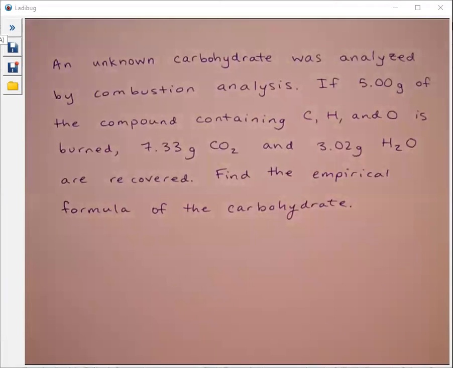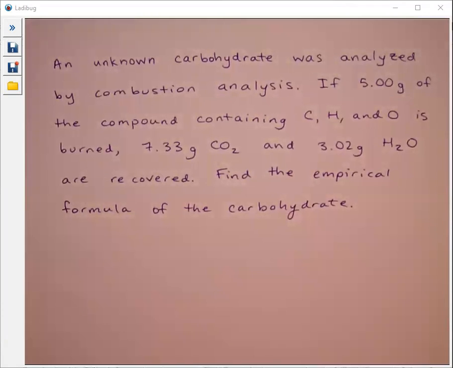All right, hi folks. As promised, I'm doing another example of combustion analysis. I wanted to show you guys one where we have a third element in the mix. So we'll go ahead and take a look at this one.